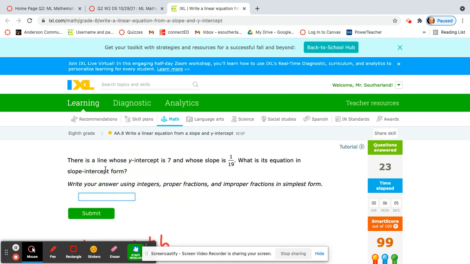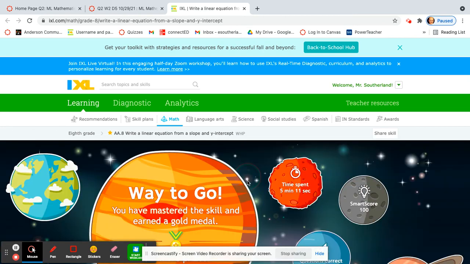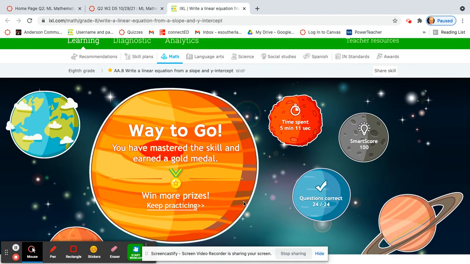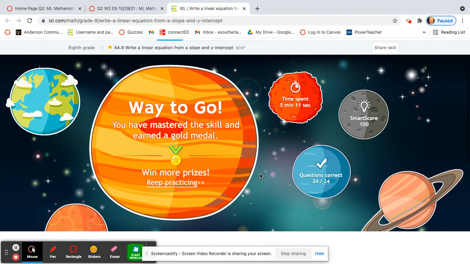And then on this one, it says y equals, and then our slope is 1 over 19, x, and then our y-intercept is 7, so we put plus 7. And then now you have a 100%, you've reached your certificate, and you got 10% extra credit by going all the way to 100. You can stop at 90, anything above that is extra credit. If you have any questions, please feel free to reach out to me through email.